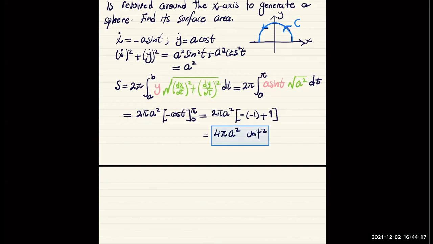Four pi radius squared. That's the surface area of a sphere. You can look it up. Four pi radius squared is the area of a sphere. All right. So, questions?